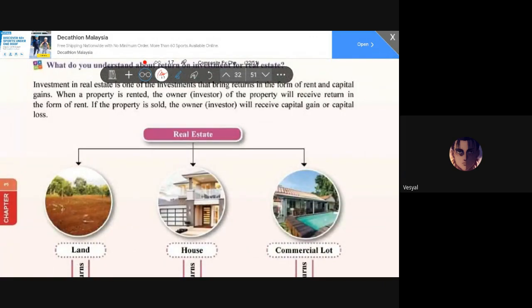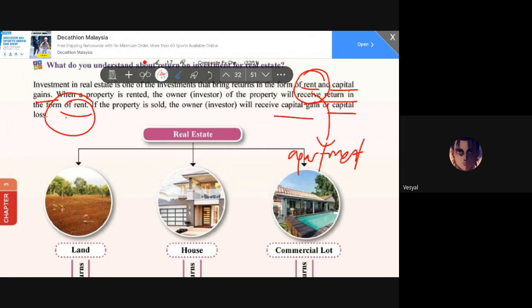So next one, real estate. So this is the third type, I think. So real estate, again, the returns are in the form of rent and capital gain always, because you can rent real estate like this one. If you want to rent an apartment, also can, anything. So the property will receive a return, and the return is in the form of rent. That's why the total return is the total rent plus capital gain. So that's why the formula is like that. So we'll receive capital gain or capital loss. This depends on whether you get profit or not.